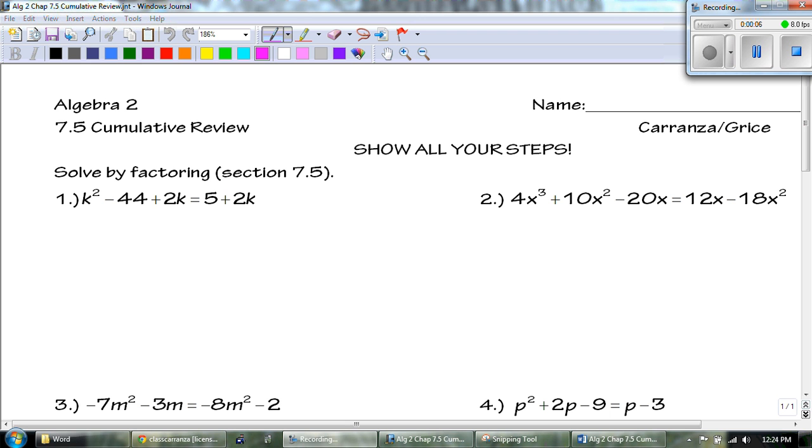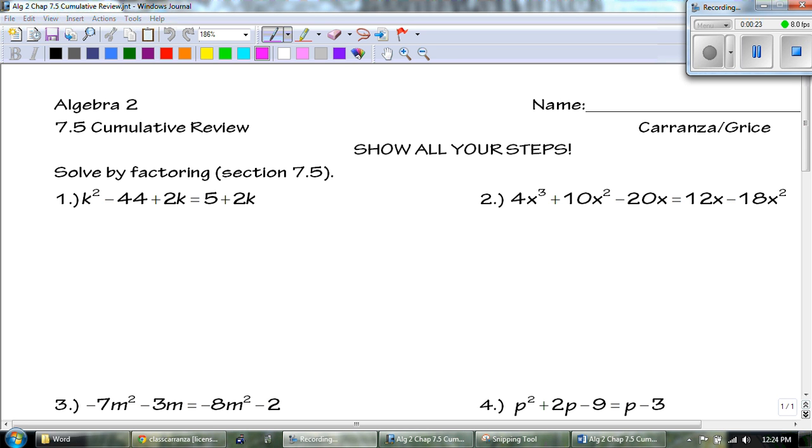For Algebra 2, Chapter 7.5 Cumulative Review. Remember to show all your steps. This is a combination of everything we've done from Chapter 7, 7.1 through 7.4. Some of those are going to be below.